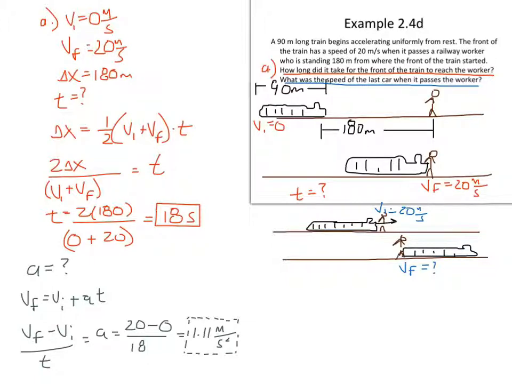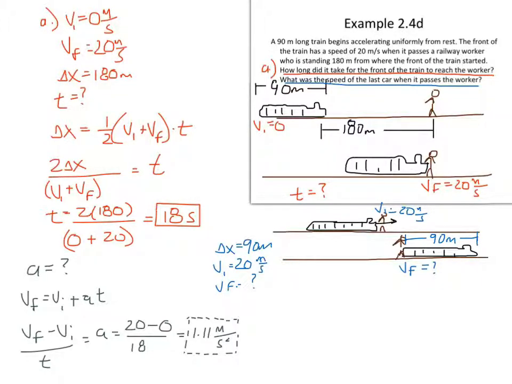What's the other thing we know about the train? We know that the train is 90 meters in length. So that's the displacement that takes place. So let's start writing these things down. Our displacement, the train displaces itself 90 meters. The initial velocity equals 20 meters per second. Final velocity, we don't know, we're solving for.